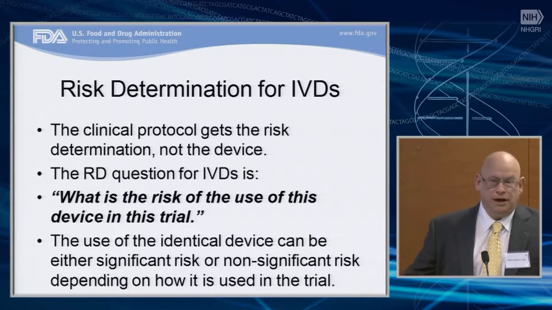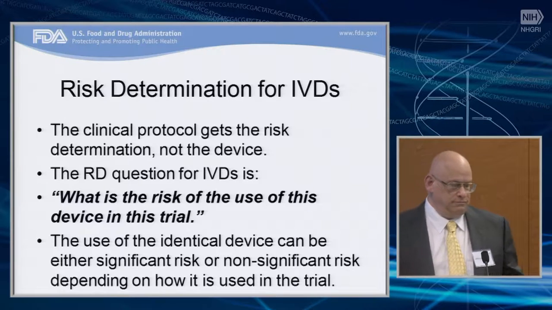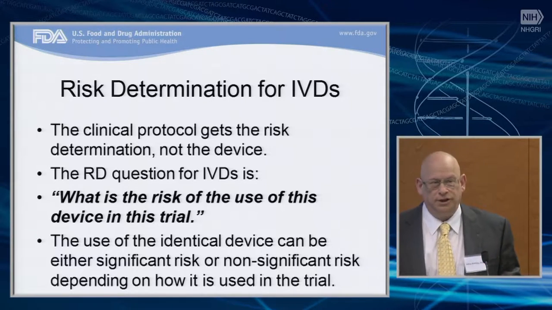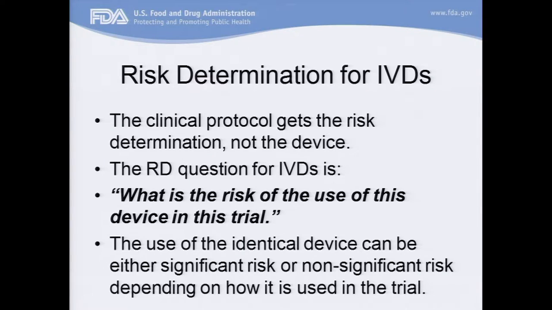So there's a distinction that doesn't really have to be made between the device and the trial, because the determination is really based on both. The risk determination question for in vitro diagnostic devices is, what is the risk of the use of this device in this specific trial? So the use of the identical device, one device, can be either significant risk or non-significant risk, depending on how it's used in the trial. And you can have two trials using the same device. One would be an SR trial, the other would be an NSR trial.